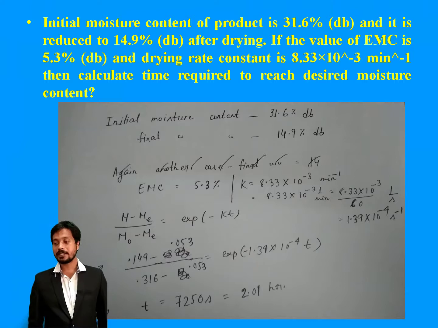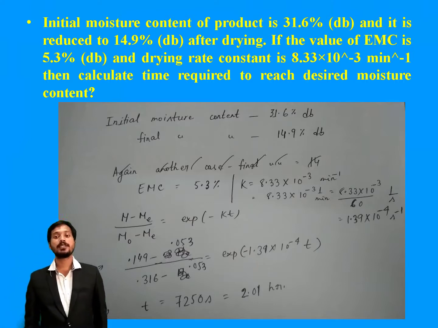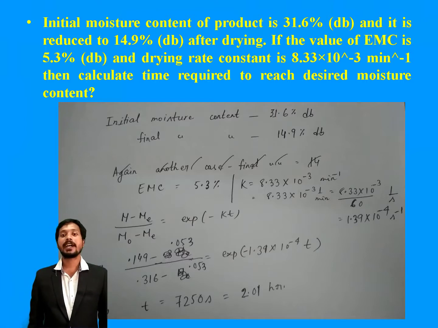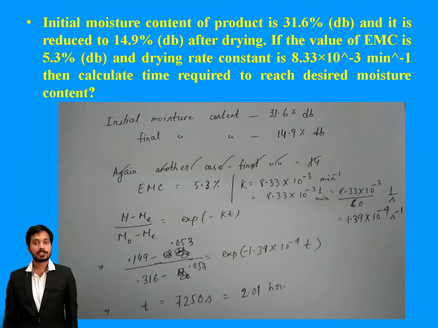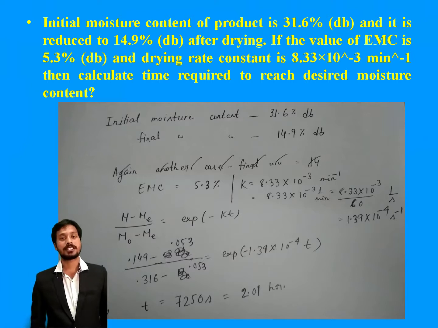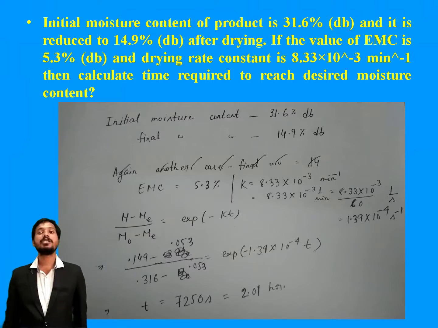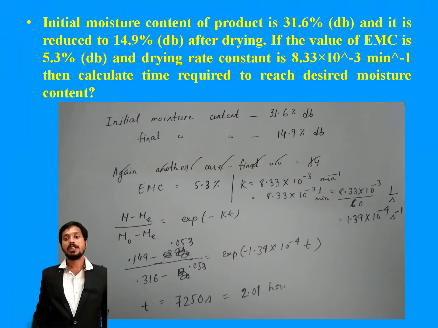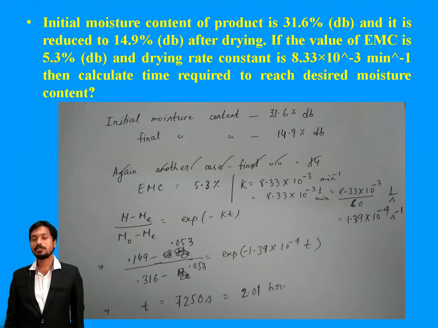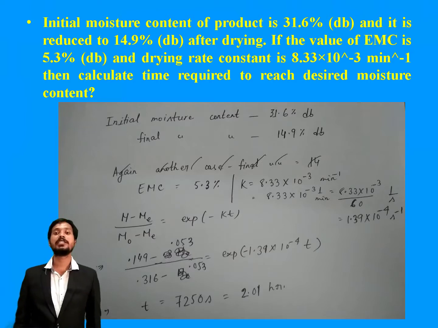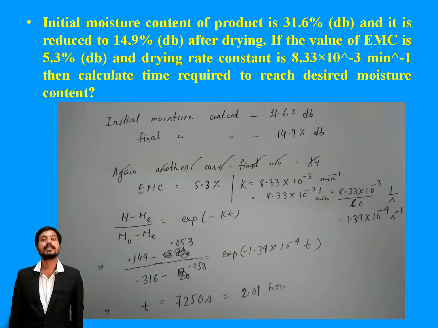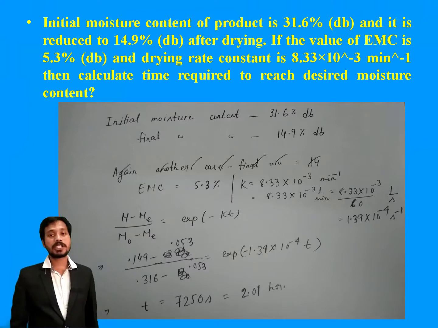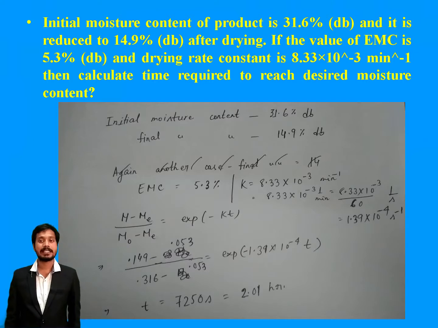So if we convert it, it is becoming 8.33 into 10 power minus 3 minute inverse. The next line we can write this as 1 by minute. So 1 minute means how much? 60 seconds. So that 60 seconds we'll write in the top or in the down? Yes, we'll write in the down because minute is in the down. So 8.33 into 10 power minus 3 divided by 60, 1 by second, and then finally if I simplify, it comes 1.39 into 10 power minus 4 second inverse.